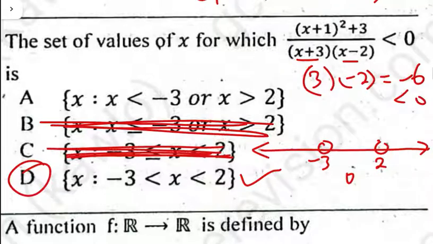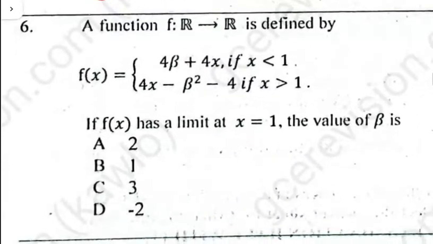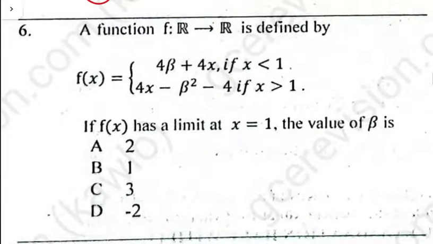The next question is question 6. A function f on the set of real numbers is defined as follows. If f of x has a limit at x equals 1, what's the value of beta? So if there is a limit at x equals 1, then the limit to the left equals the limit to the right.